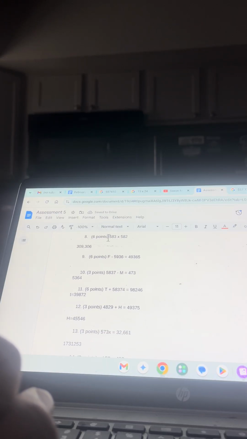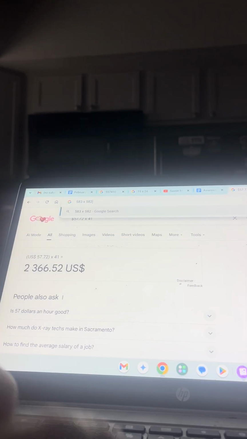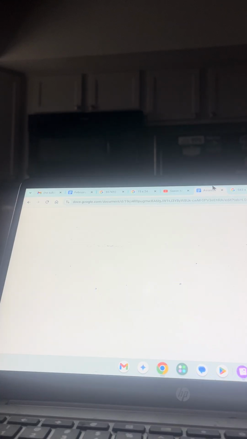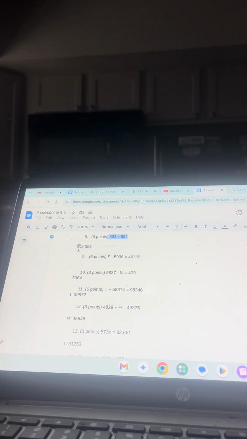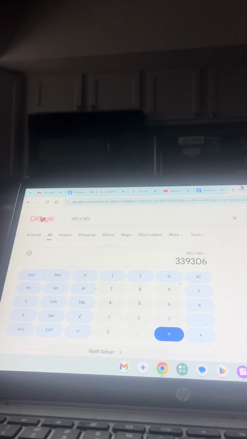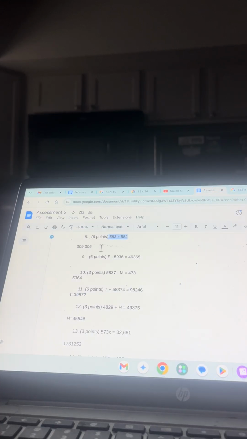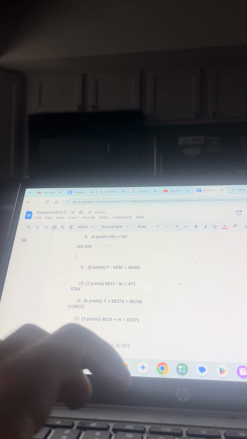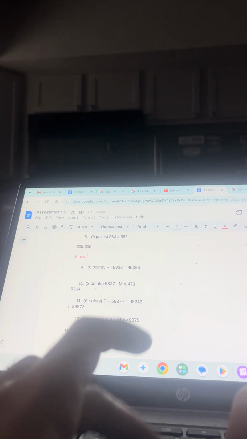This one, 583 times 582. Let's see what you got here. $339,306. Let's see what you got. 309,306. 339,306. 309,306. So you're missing one number. This 0 right here, I'm not sure where you got it from. That 0 should be a 3. But you got the rest of them correct, so you get almost full credit, but you get 1 off for that one number. So, let me just put 5 points.